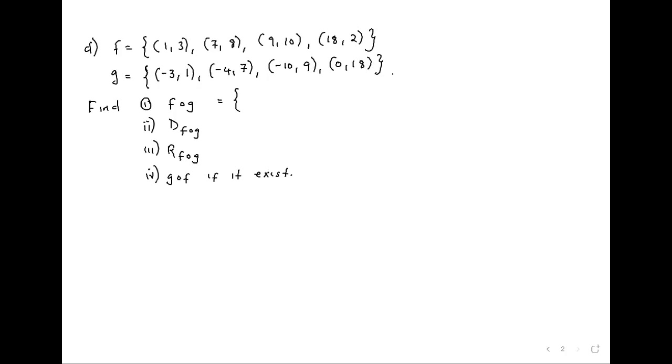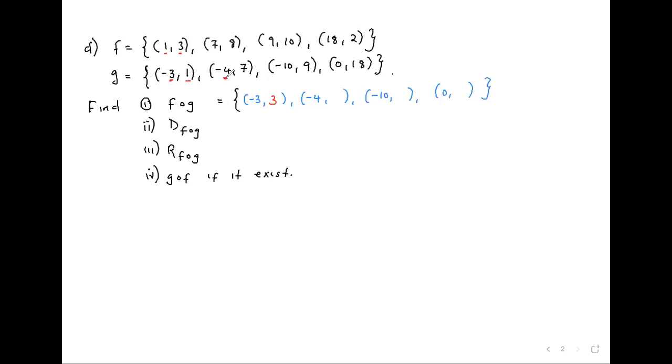F of g, we start with g: -3, -4, -10, 0. So here we have g of -3, it will give us 1. Then we go to f, 1 is going to 3. So we'll have 3 here.